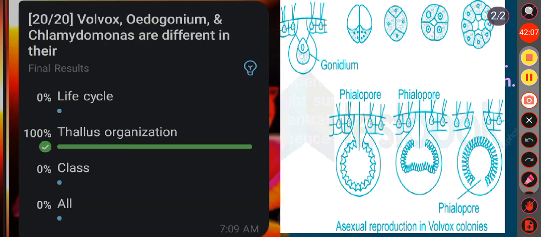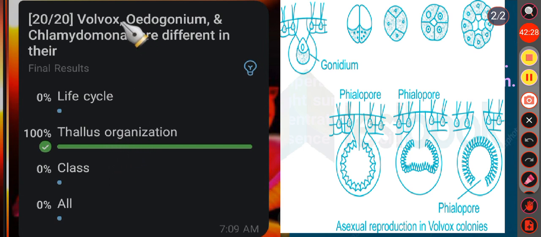Then last question. Volvox, Oedogonium and Chlamydomonas are different in their: option A, life cycle, option B, thallus organization, option C, class, option D, all. Here the correct answer is option B, thallus organization.